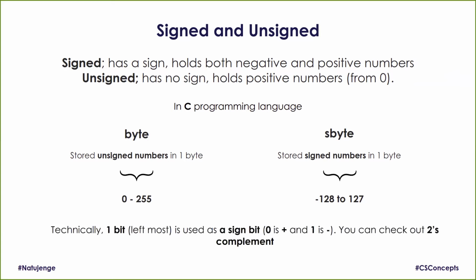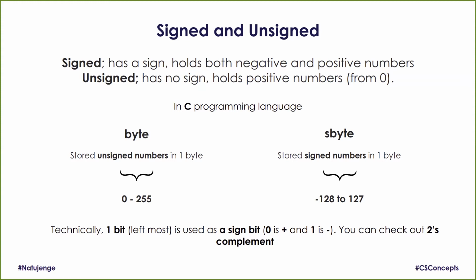This is because one of the bits, the leftmost bit or the most significant bit, is used as a sign bit. When it is set to 0, we assume it's positive. When it is set to 1, you assume it's negative. If 1 bit is taken away, then you're left with 7 bits. 2 to the power 7 is 128, and that's why you have the maximum positive value as 127.